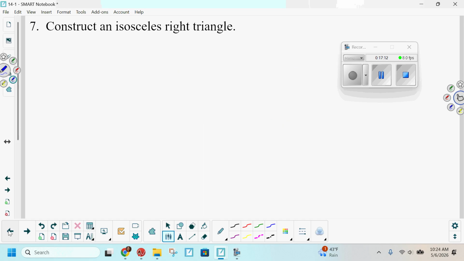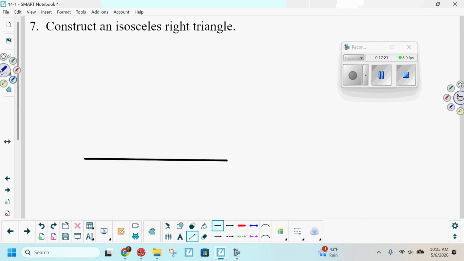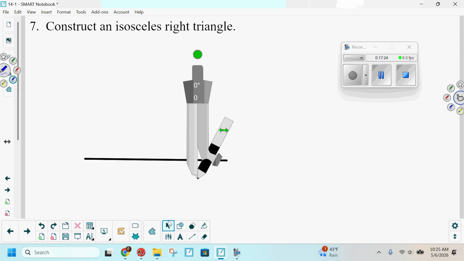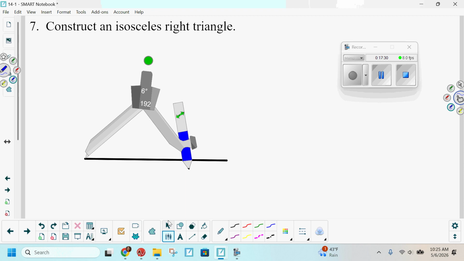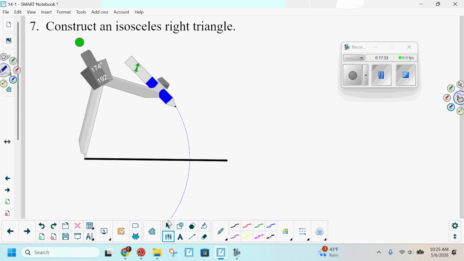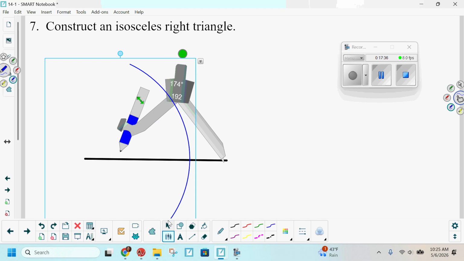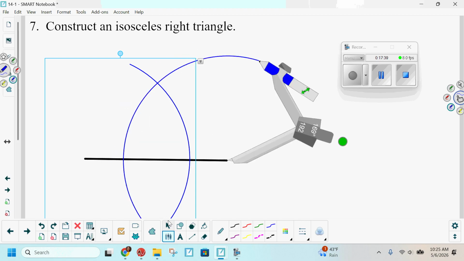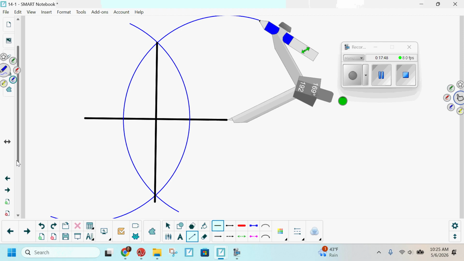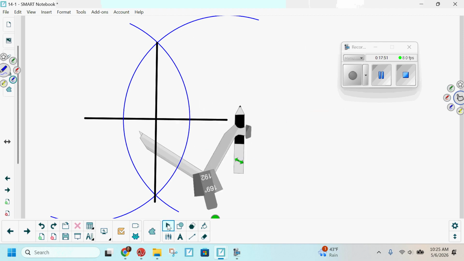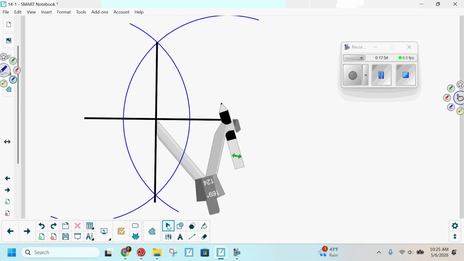All right, construct an isosceles right triangle. So same idea as the square. I'm going to draw a line segment, and I'm going to create a perpendicular bisector. So I'm going to open my compass a little more than half. I'm going to swing above and below. Swing above and below. And now I've got a right angle. So now I have to make sure that it's isosceles as well. So that means that the two legs must be congruent. So I'm going to measure the segment right here.